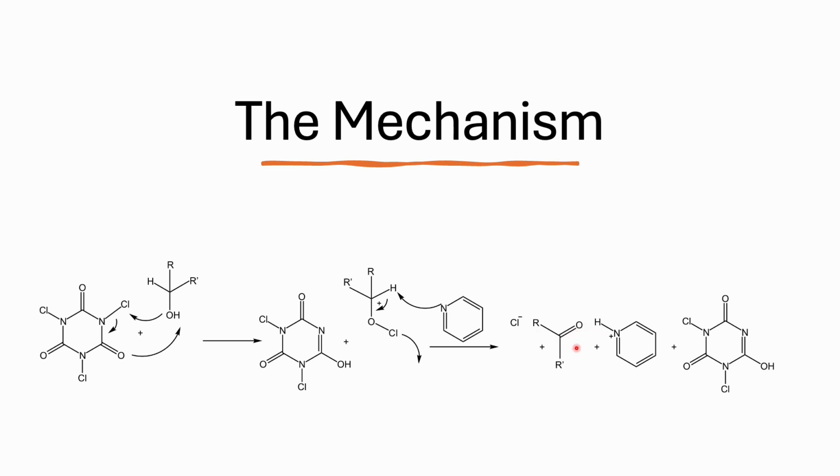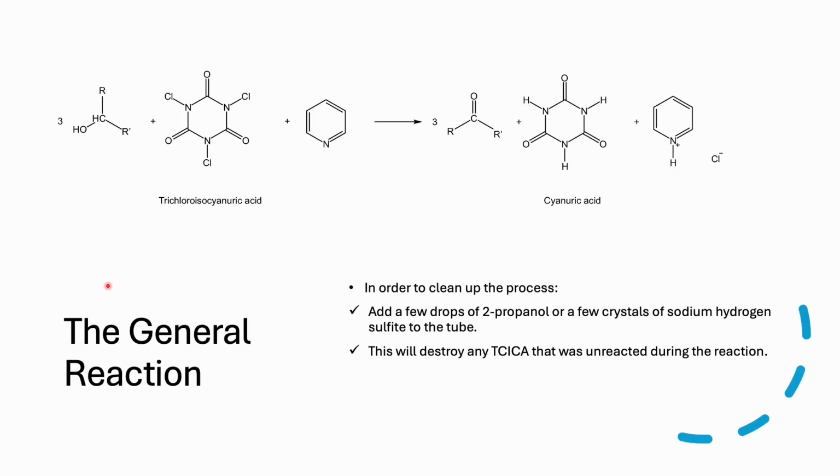There will be a formation of a ketone, of a protonated pyridine, and of the modified TCICA structure as shown here. It is worth mentioning, and we will later discuss it in the next slide, that we will need 3 moles of the secondary alcohol in order to remove the 3 chlorine atoms of the TCICA. After the addition of the 3 moles of this secondary alcohol, the TCICA will be fully reduced into the cyanuric acid.